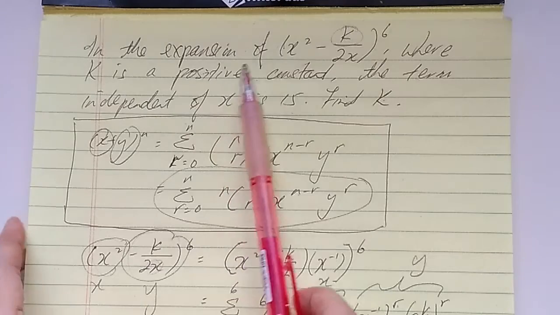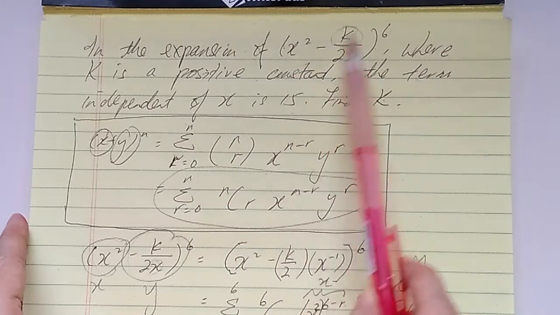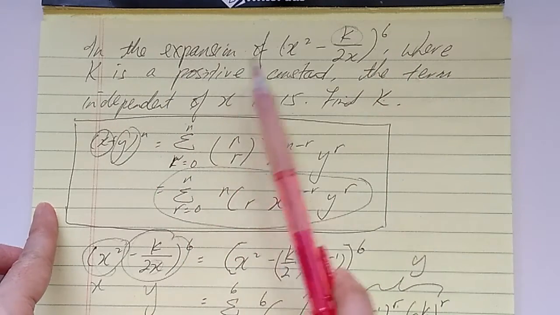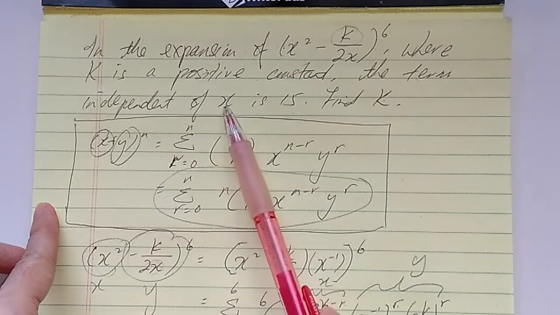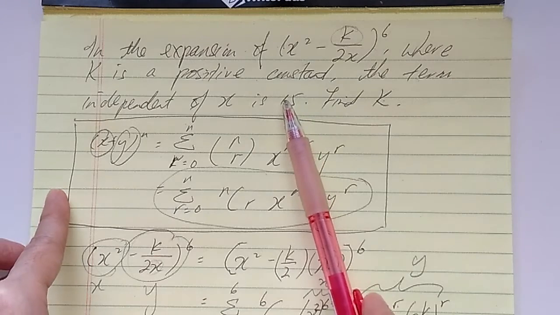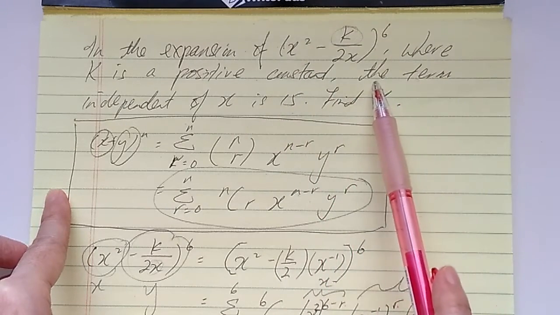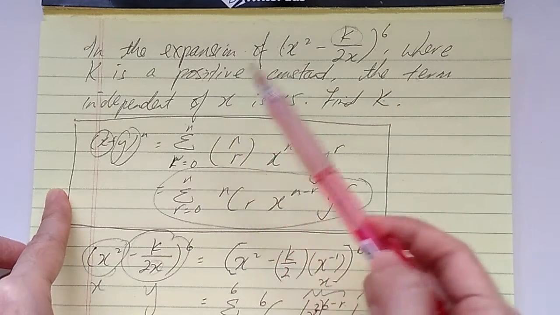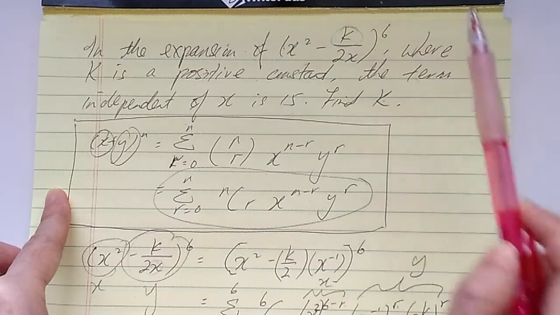In the expansion of (x² − k/(2x))⁶, where k is a positive constant, so k has to be positive, the term independent of x is 15. That means the coefficient of x to the power 0 is 15, also called the constant, because independent of x means it's a constant. And then we want to find the value of k.